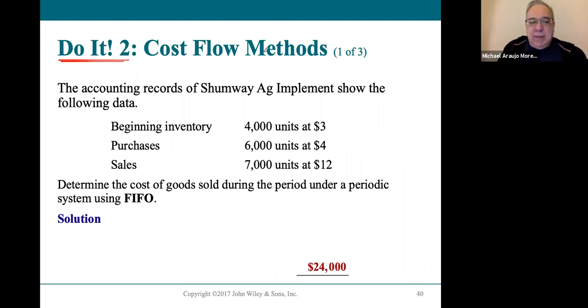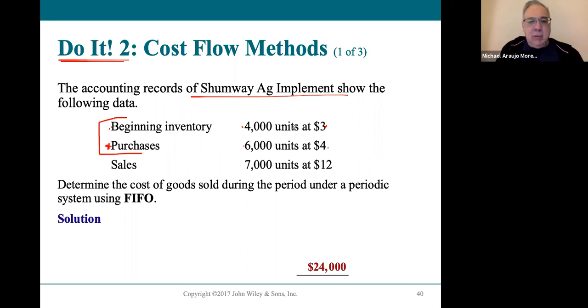Cost flow methods here. The accounting records of Shumway AG, so it's agricultural, show the following data. Beginning inventory: they're starting with 4,000 units at $3. Purchases: they bought 6,000 at $4. So your beginning inventory plus your purchases is the total available inventory for sale.